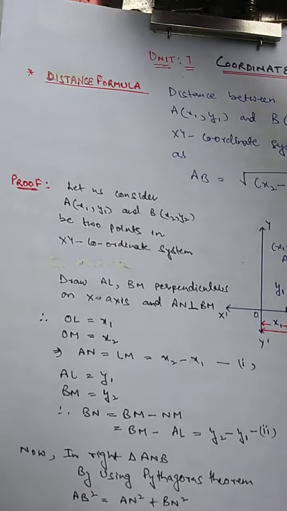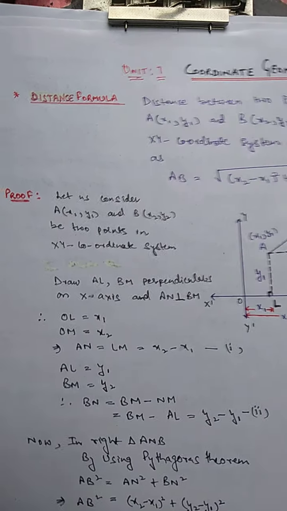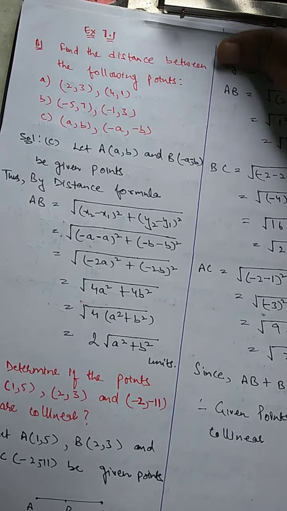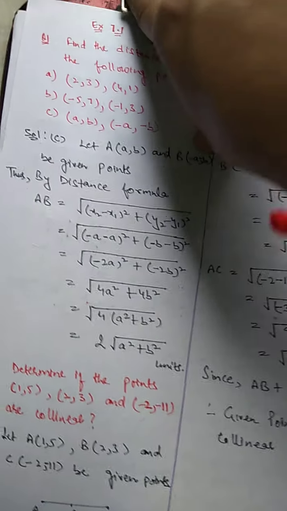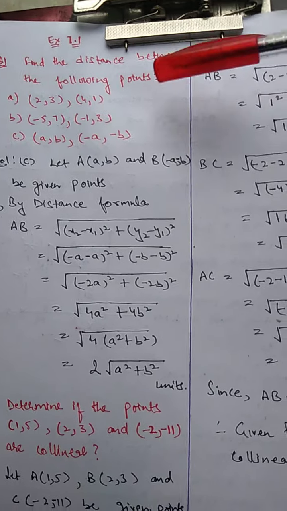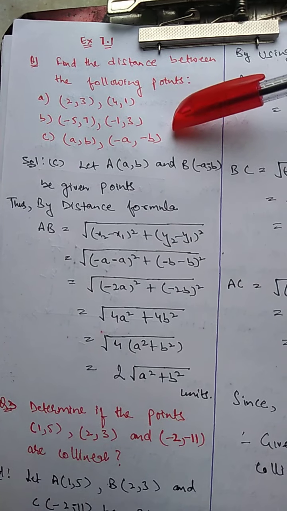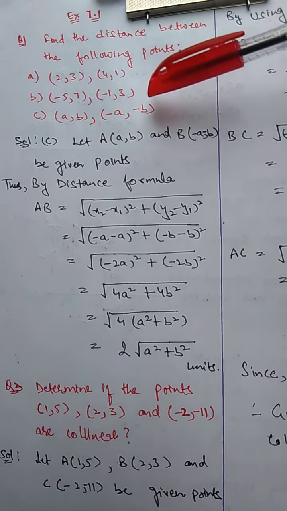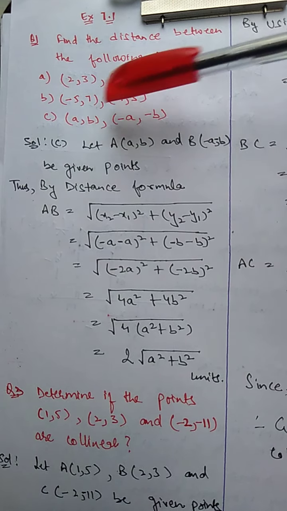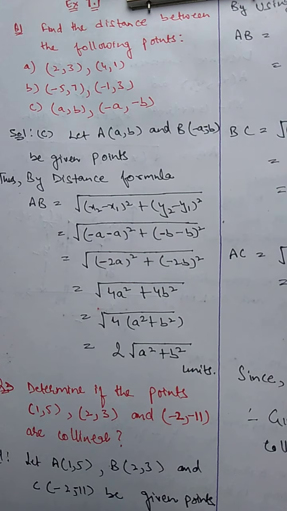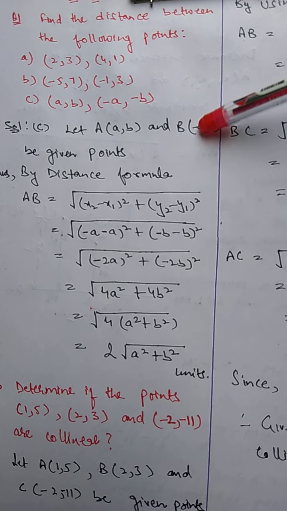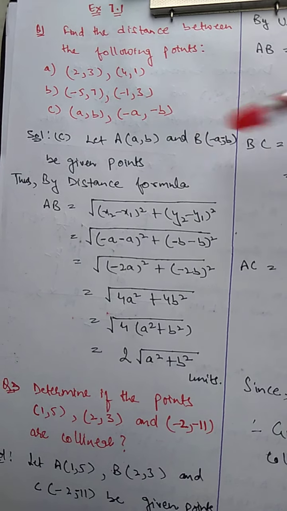Now we will use the distance formula in the first exercise, that is exercise 7.1. So let's move towards exercise 7.1, question number 1. In question number 1, we have to find the distance between the given points. There are 3 parts in question number 1, but we have taken part C for you. That is, the given points are (a, b) and (minus a, minus b). So let point A denote (a, b) and point B denote (minus a, minus b). Let these be the given points.